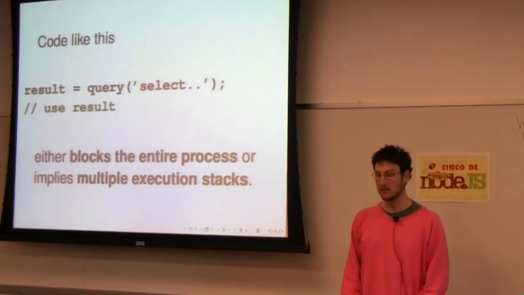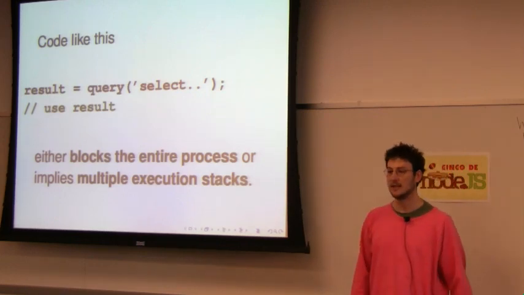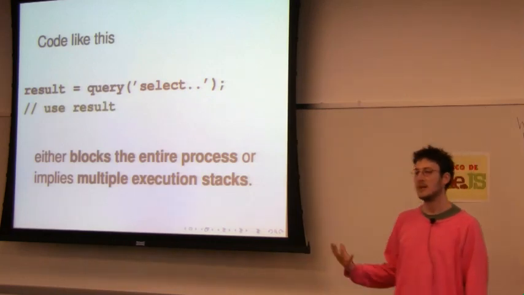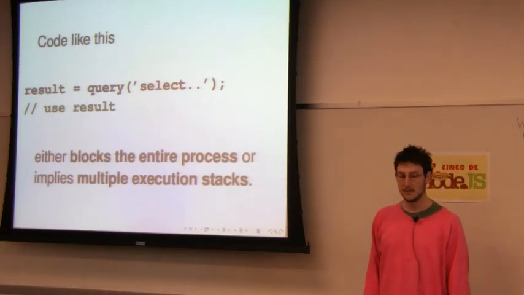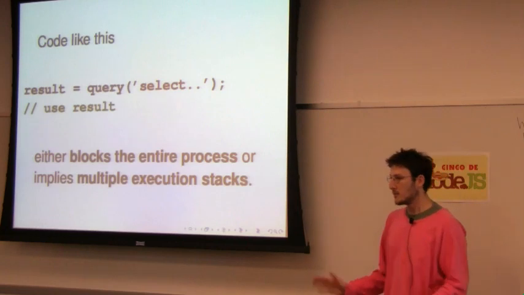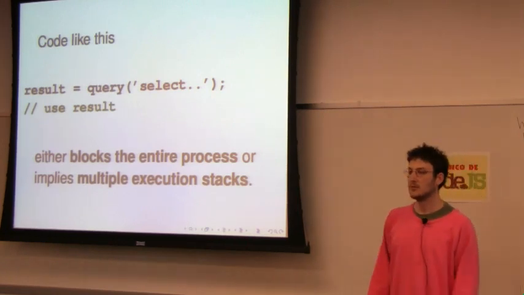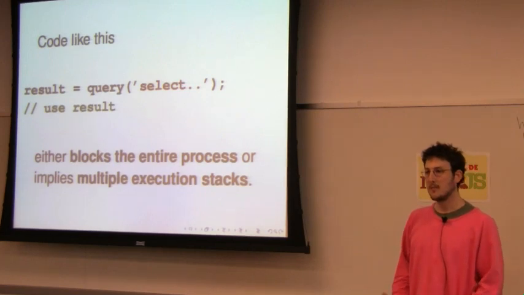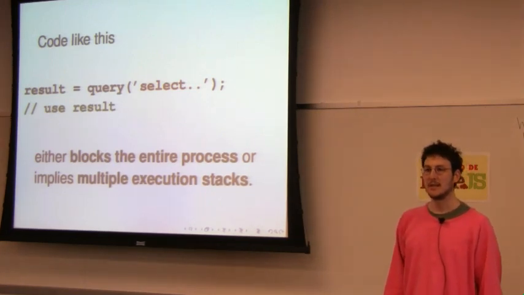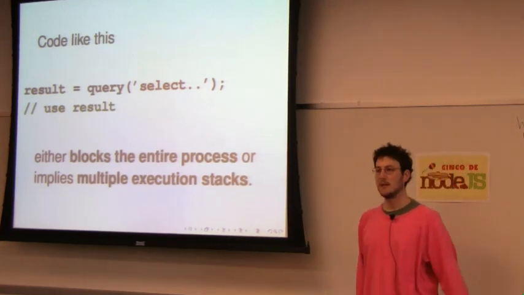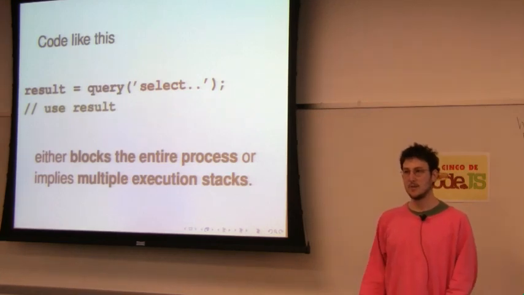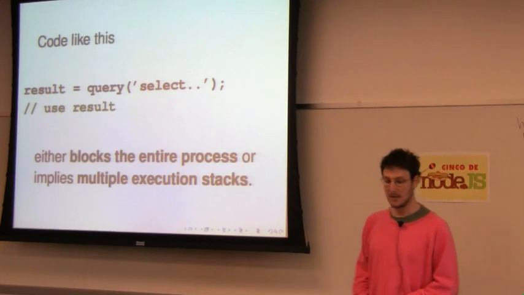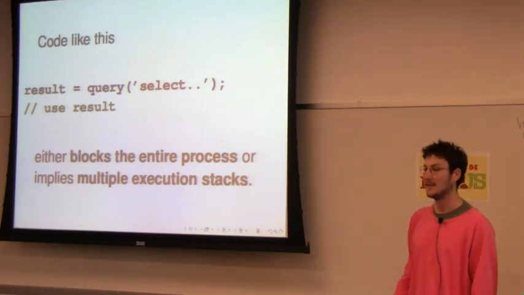Right, so if you have blocking code like this, where you abstract I/O into a function call that returns the result of the I/O, you're either blocking the entire process, which is usually unacceptable, or somehow you have multiple execution stacks involved. You have some form of threading. Maybe it's green threading and the execution stacks are very cheap, but there's something. There's something more than nothing.